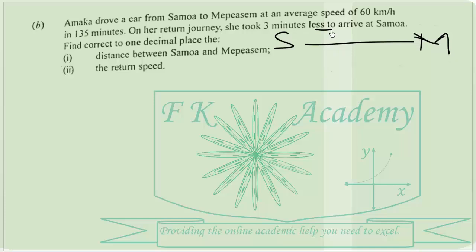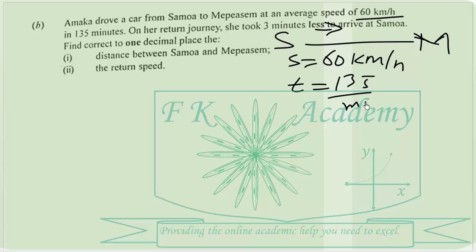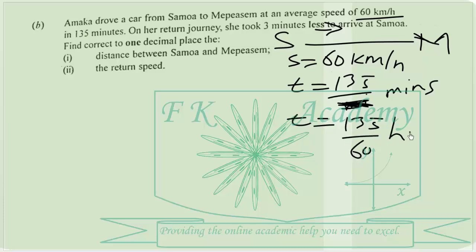So going, the speed was 60 kilometers per hour. And then the time it took was t equal 135 minutes. So converting these to hours, we have 135 over 60 hours. So we can calculate the distance covered from Samoa to Mipasem.